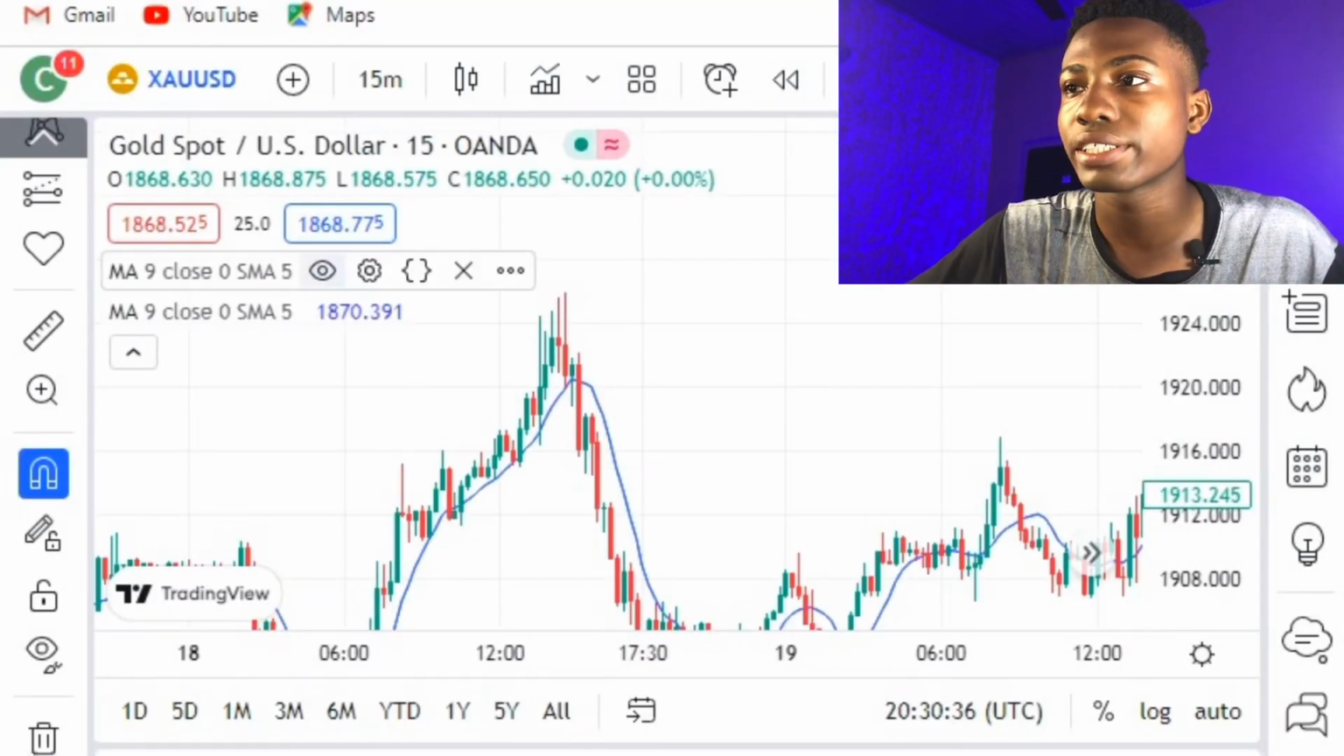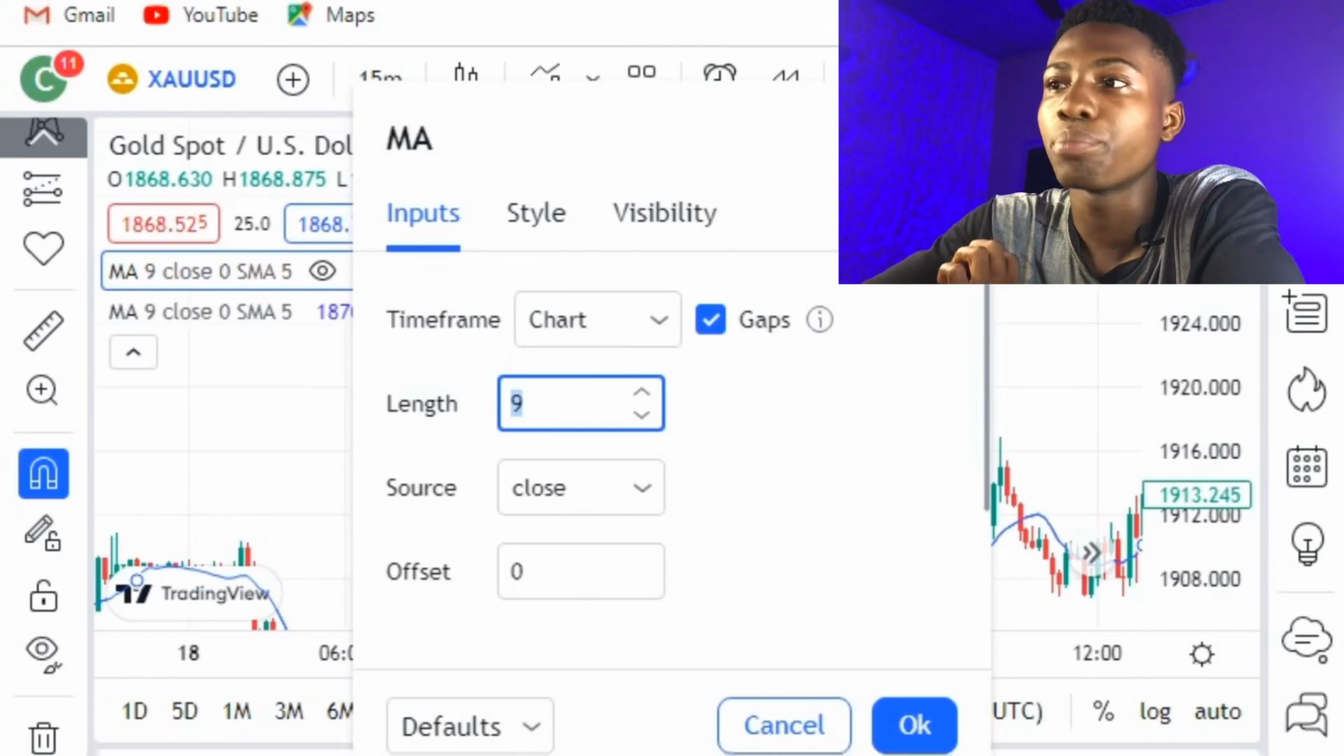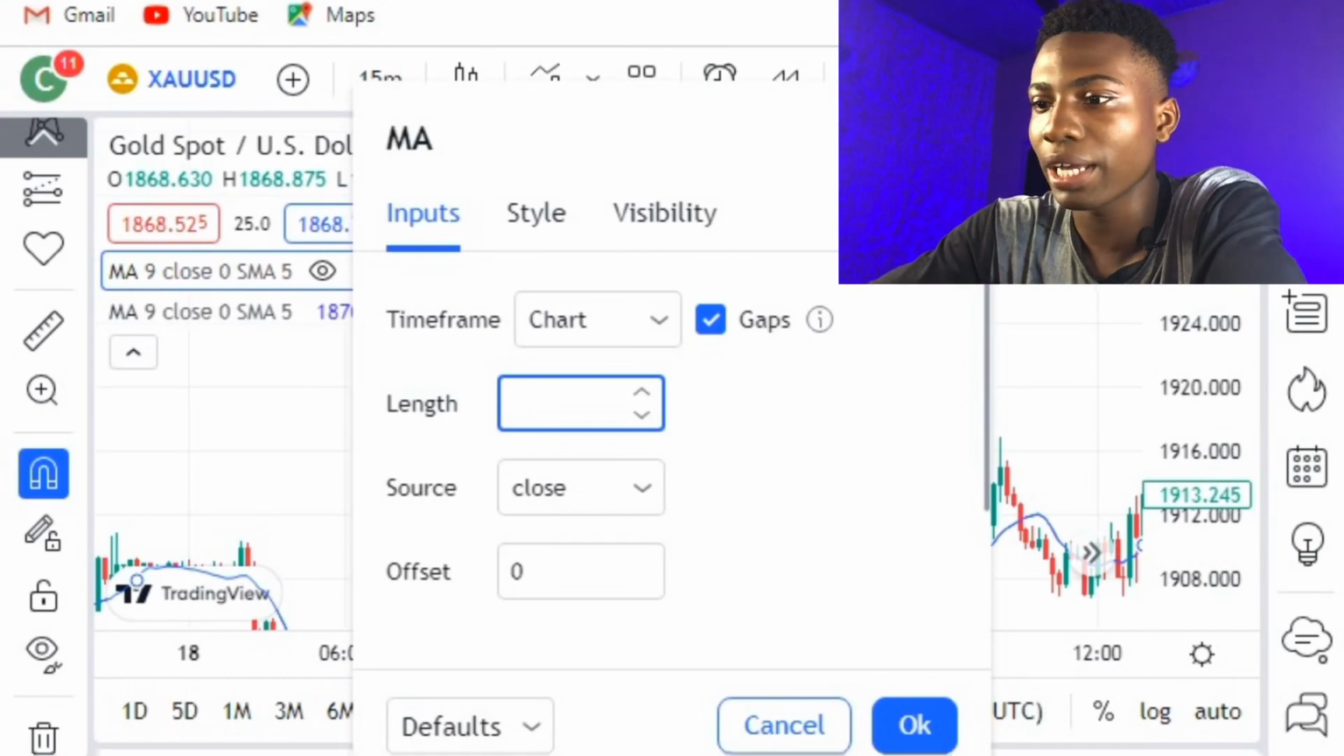So what you want to do right here is come to the settings. Let's go to this part that says length. We're going to change something right here. We want to have a very broad view of the market, so we change this from 9 to 25.